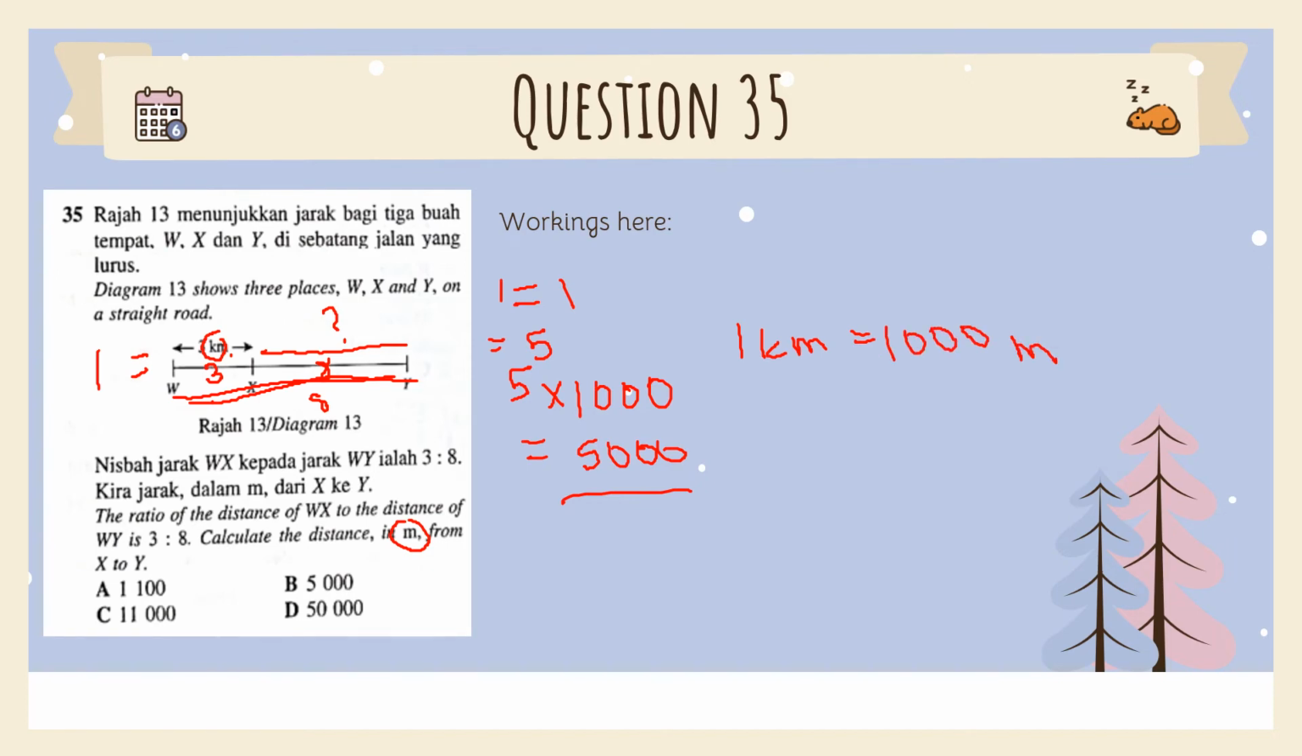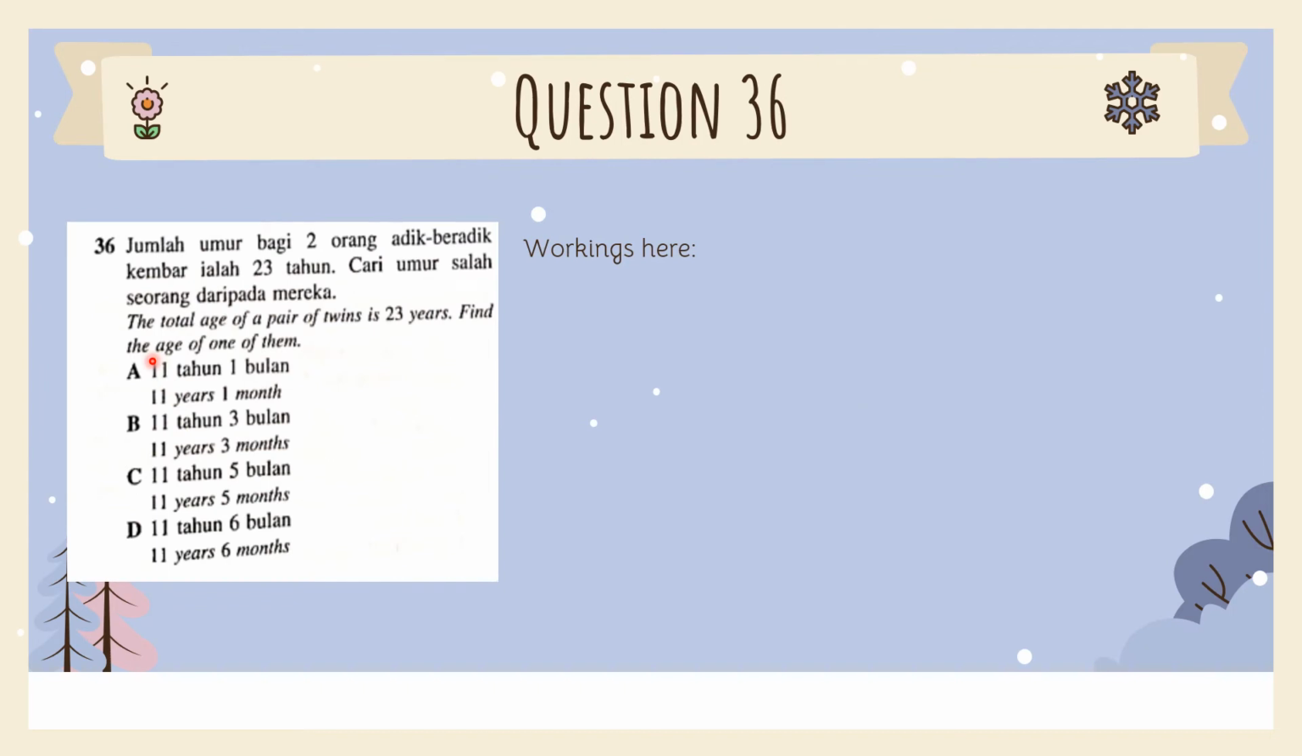And in order to change kilometer to meter, you have to times 1000. So the answer is B. 35 is B. Now let's move on to question 36. So we are in question 36. First, let's read the instruction and question. The total age of a pair of twins is 23 years. Find the age of one of them.